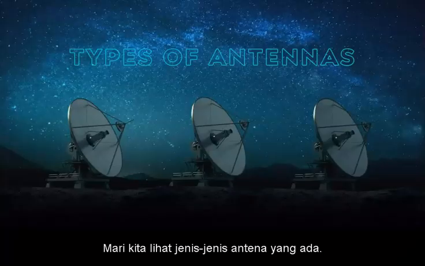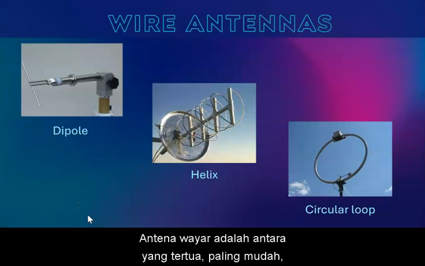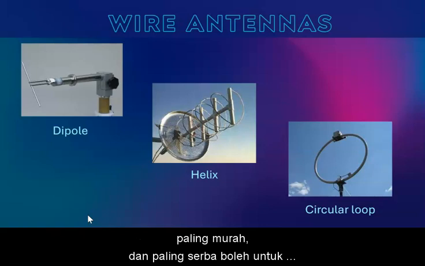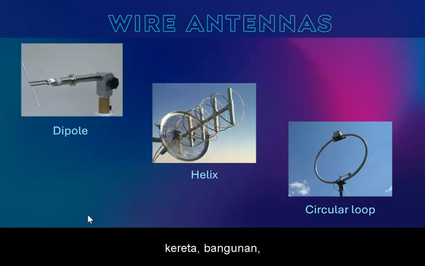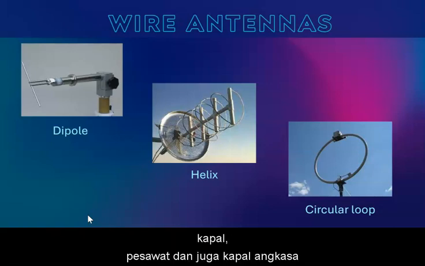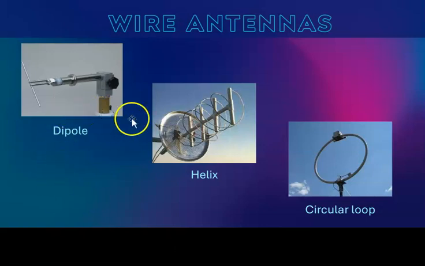Next, let us look into the types of antennas available. These are wire antennas. Wire antennas are some of the oldest, simplest, cheapest, and most versatile for many applications. You can see them almost everywhere, on cars, buildings, ships, aircraft, and even spacecraft. There are various shapes of wire antennas available, such as the straight wire dipole, helix, and also loops.